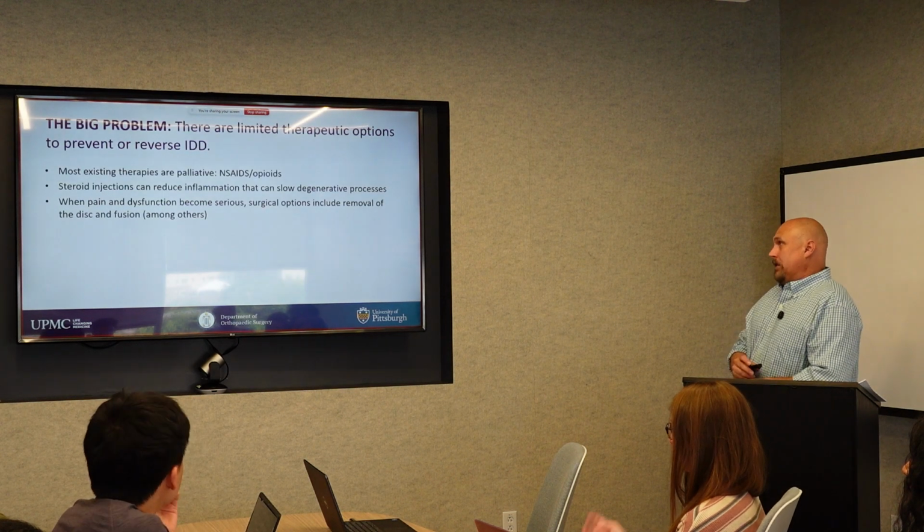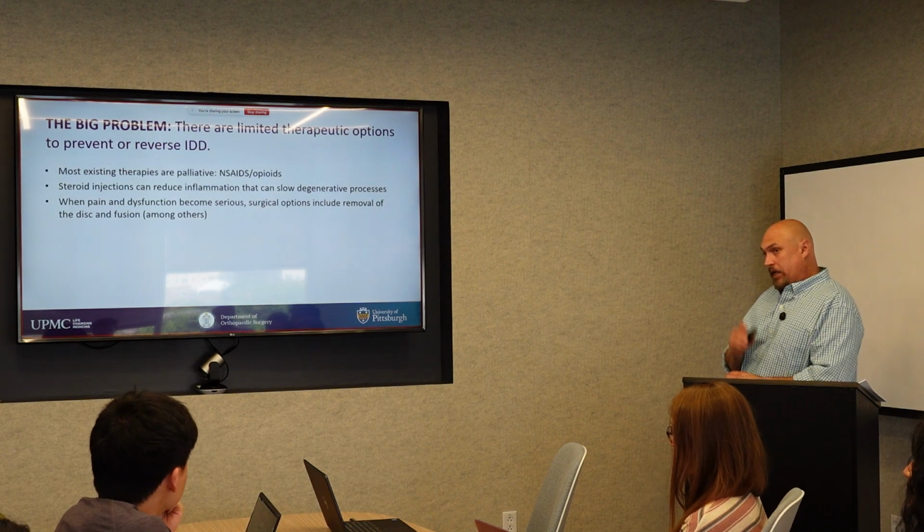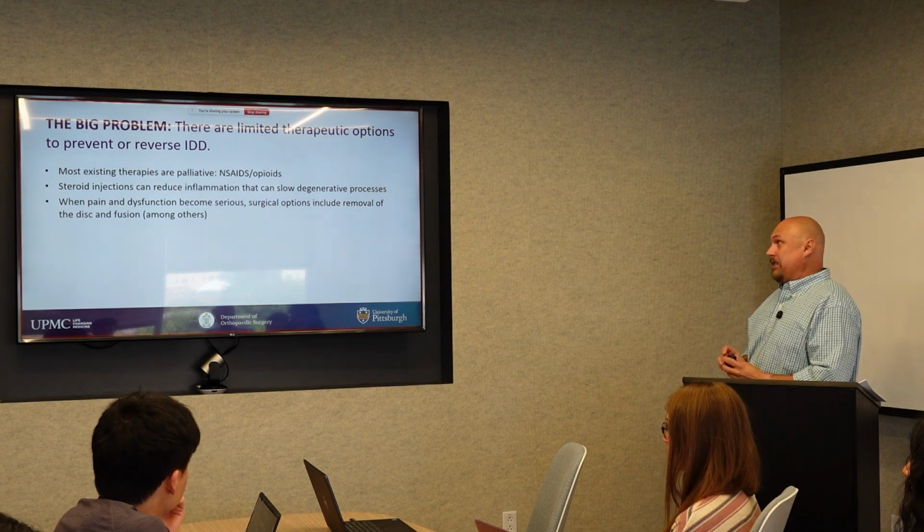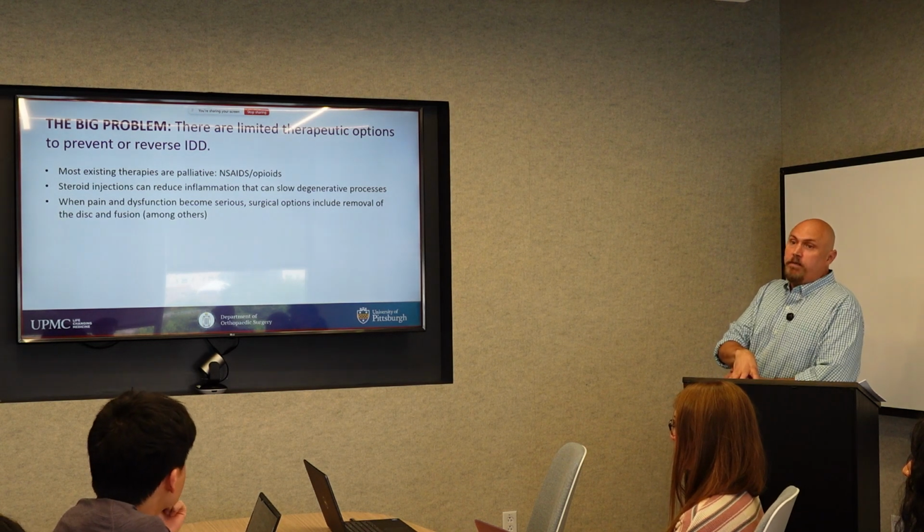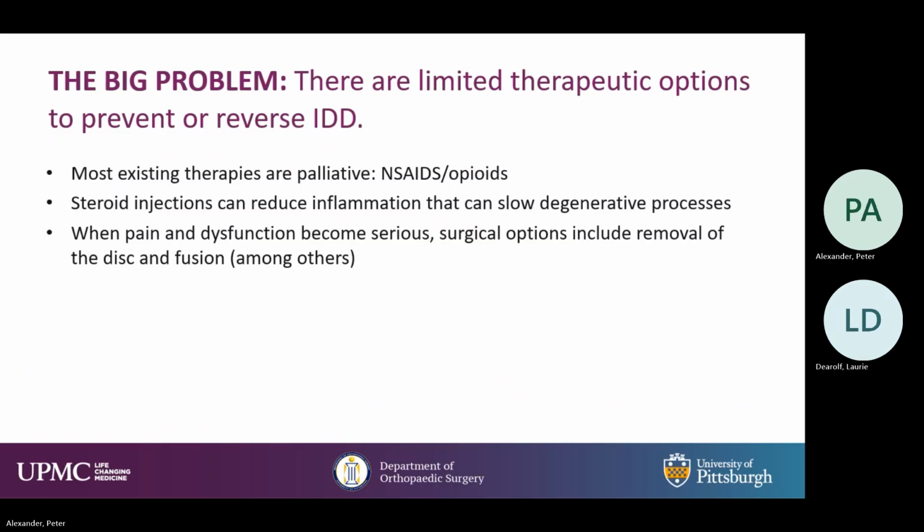So here we're going to define what the big problem is. We know that most therapies for back pain are really just palliative. I'm going to take things that inhibit pain, like NSAIDs and opioids. If things are acute-ish, you might get a steroid injection, which will reduce the inflammation. Sometimes these things are very beneficial. Other times they start to contribute to disease. We don't know exactly why.